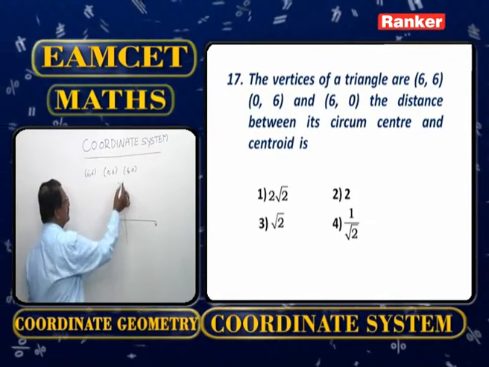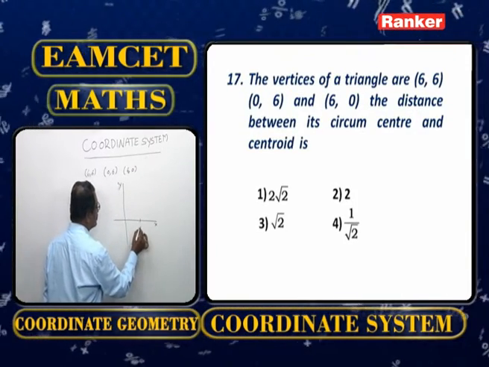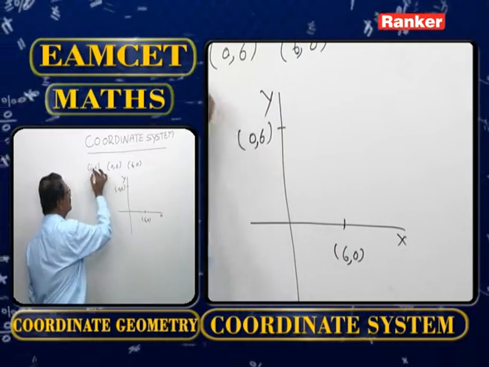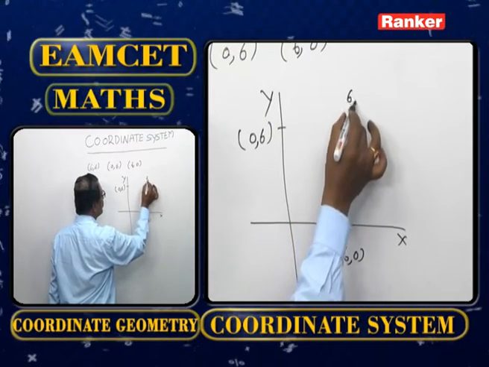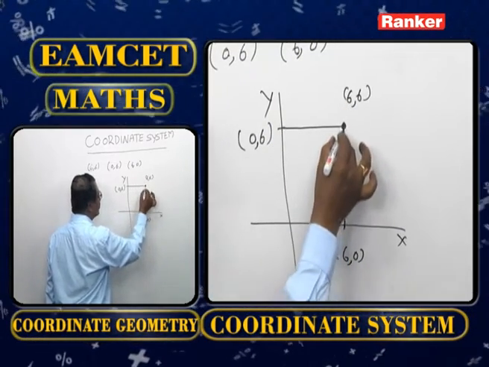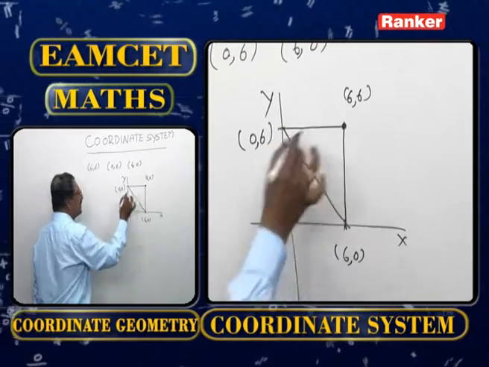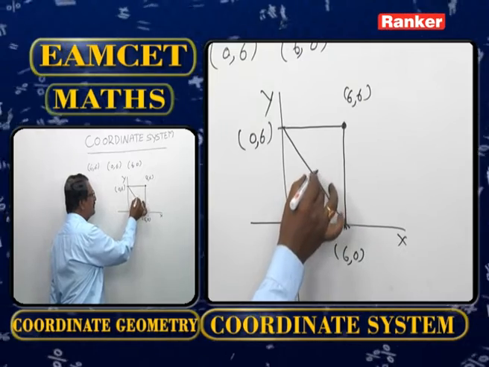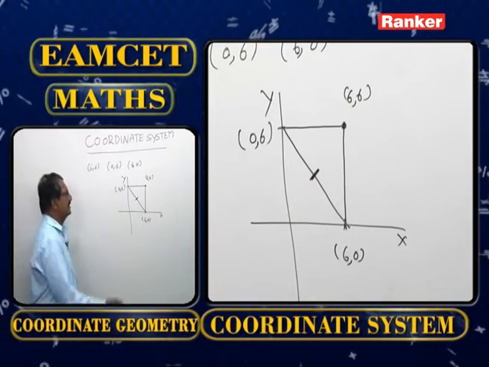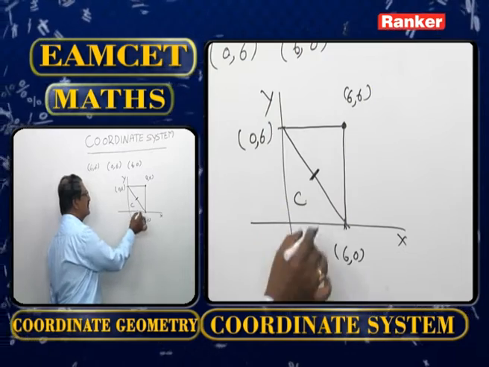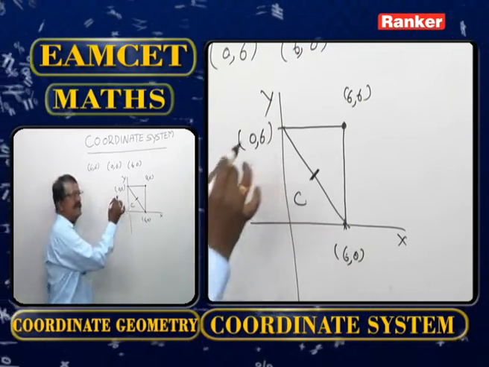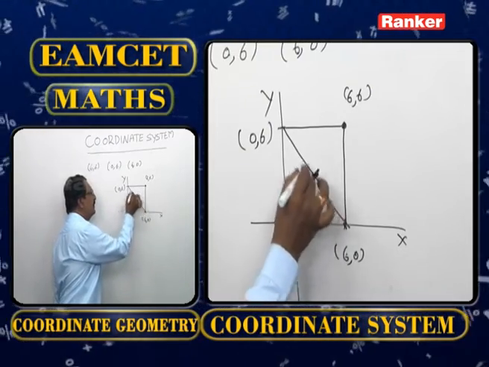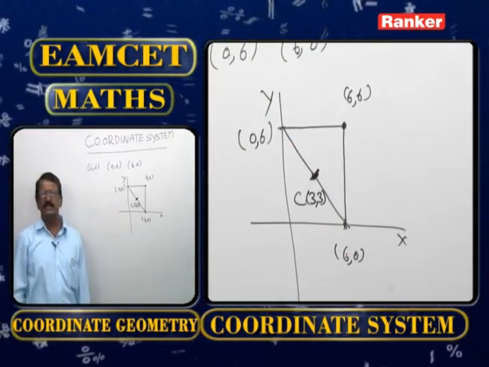Now the point (6, 0) lies on the x axis, the point (0, 6) lies on the y axis, and the third point is (6, 6). The given 3 points form a right angle triangle. The midpoint of the hypotenuse is the circumcenter. Let C be the circumcenter. The midpoint of (6, 0) and (0, 6) is (3, 3), which is the midpoint of the hypotenuse, or the circumcenter of the triangle.